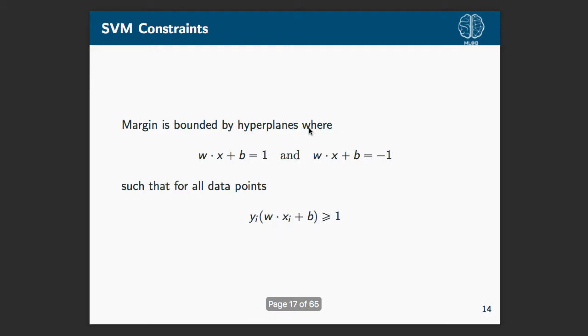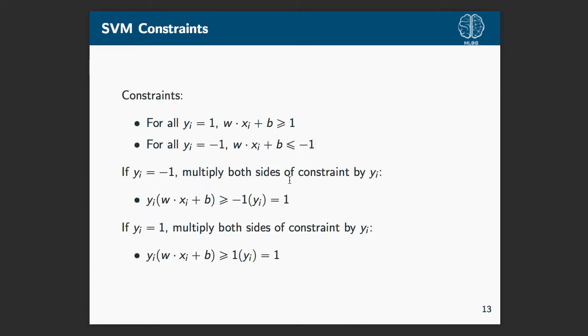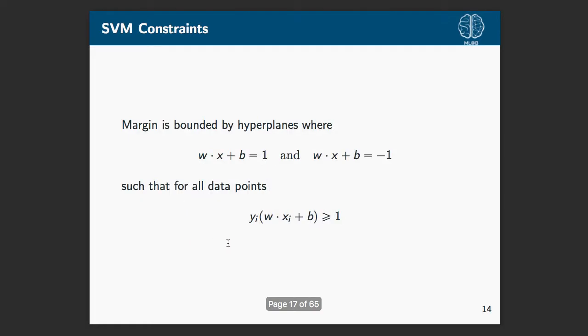Okay. So we have this constraint. In both of these cases, what you can see is that after multiplying both sides by yi, we get the constraint that yi times the dot product of w and xi is greater than or equal to 1, for both the case where yi is equal to 1 or -1. Does that make sense? Okay. And then again, from before, the margin is bounded by the hyperplanes where the dot product of w and x is equal to 1 and -1 respectively.